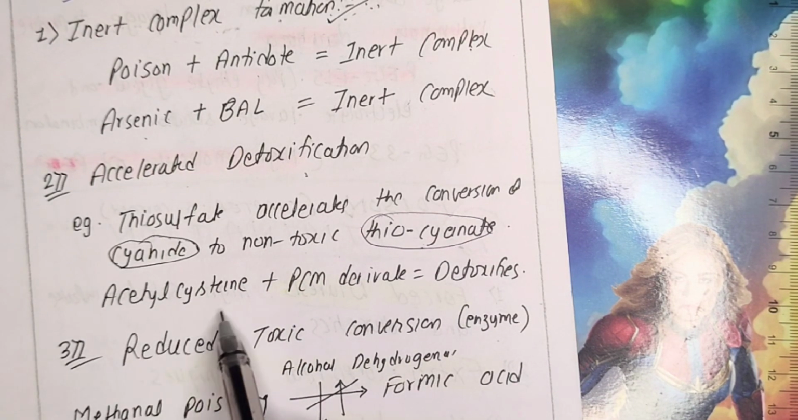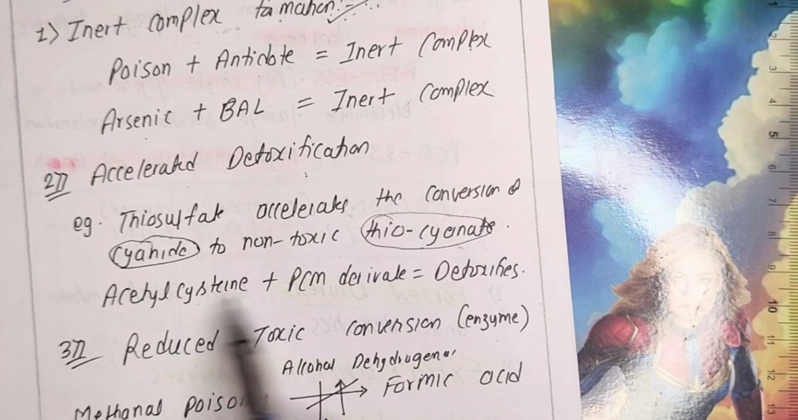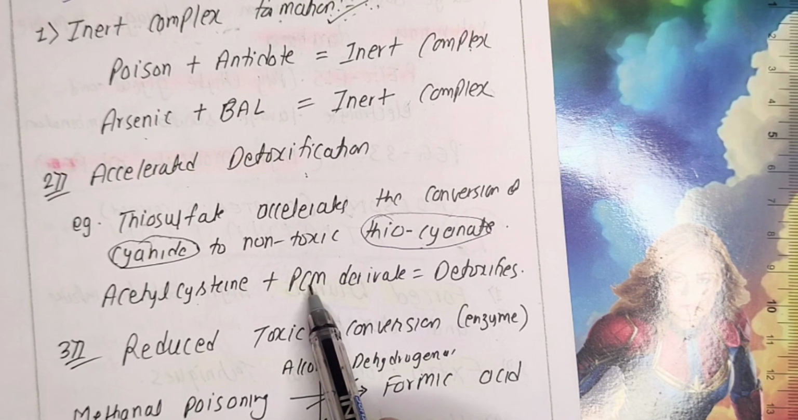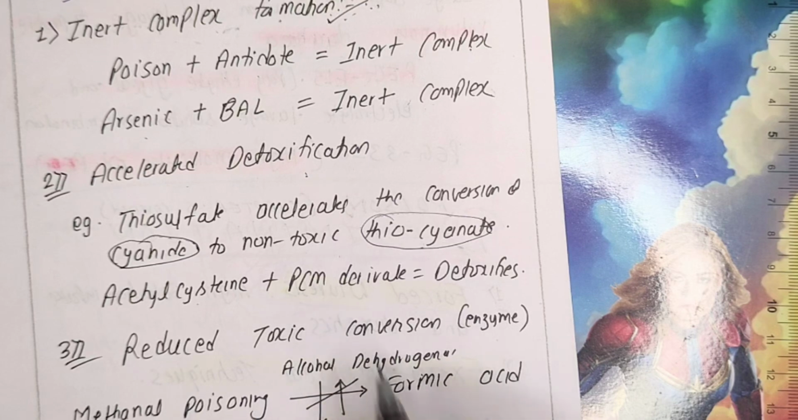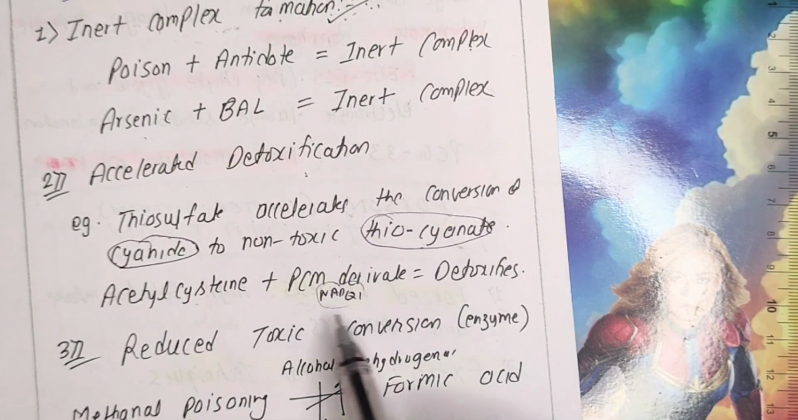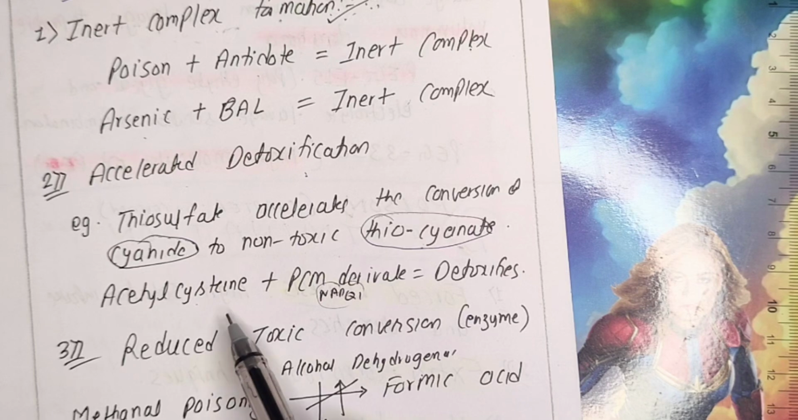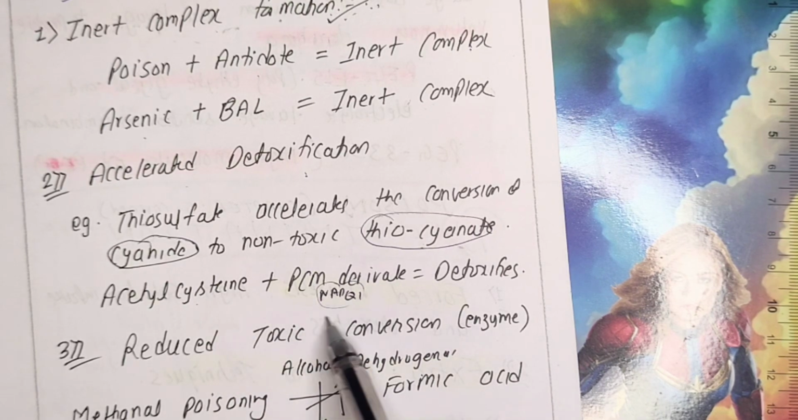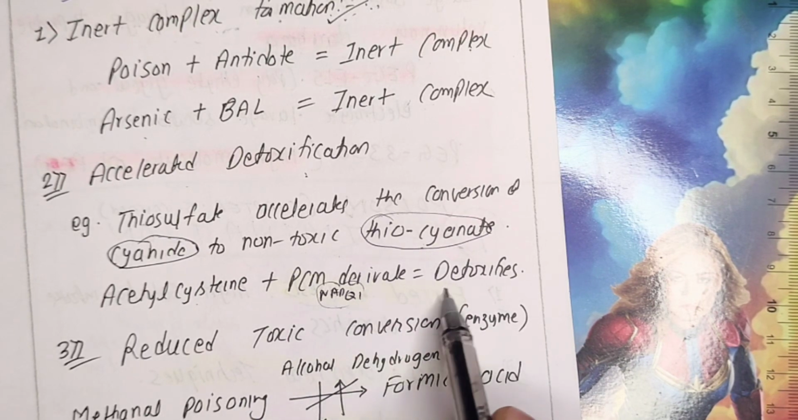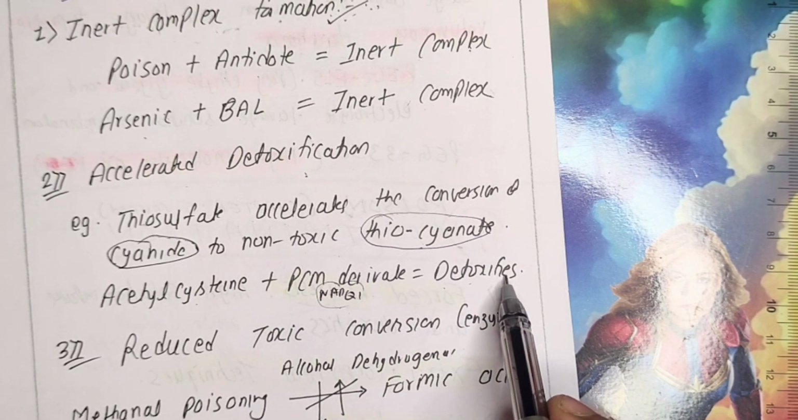Another example is acetylcysteine and paracetamol derivatives. If paracetamol poisoning happens, its derivative called NAPQI has a toxic effect in our body. What acetylcysteine does is go and detoxify the NAPQI. Now this NAPQI is detoxified, it is no longer available to show its effect in our body.